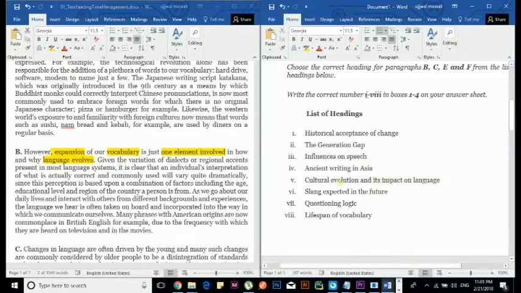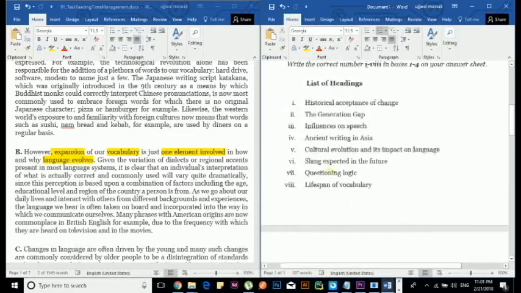Ancient writing in Asia. It's not talking about writing in Asia. It's talking about language evolution and the factors affecting it. Cultural evolution and its impact. Okay, it talks about cultural evolution and its impact on a language. So it's not about the impact on a language, but the evolution of language. So it's not the option. It was a good option, but it's not. So B is not about the impact on languages.